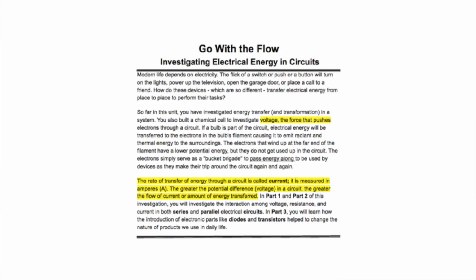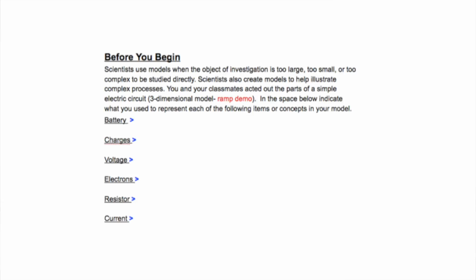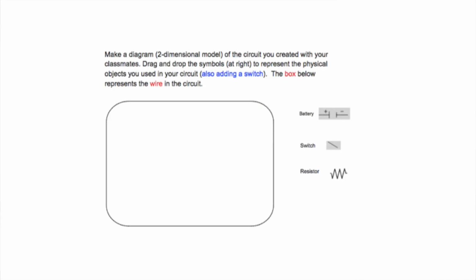Read and highlight the introductory paragraph. Turn to the second sheet and complete the top portion as you think about the demonstration that was done in class with the metal ramps and ping pong balls. Now complete the bottom of sheet 2 by dragging the symbols onto the square wire circuit.